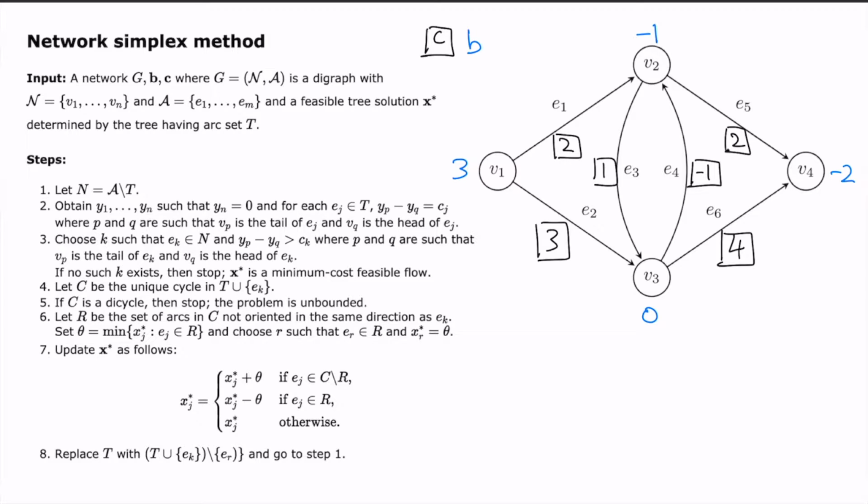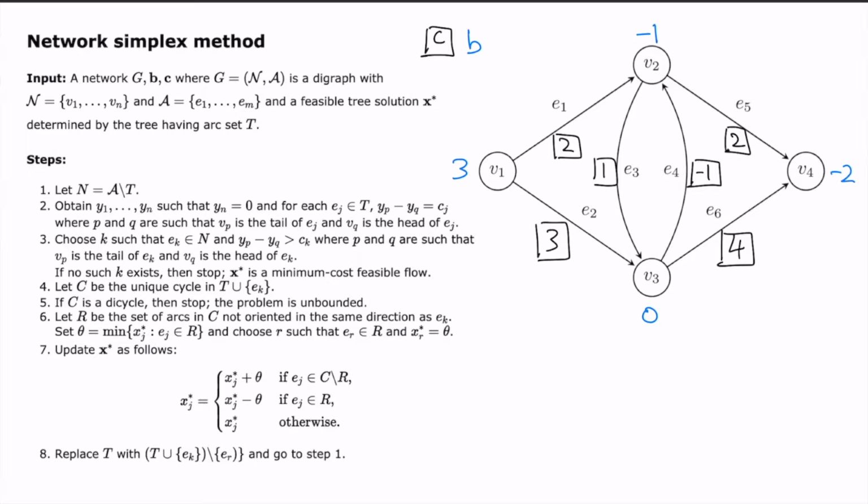We're going to look at the network simplex method. The input consists of an uncapacitated network given by G, B, C, and a feasible tree solution X star determined by the tree having arc set T. As before, we assume the nodes are V1 up to Vn, and the arcs are E1 up to Em.